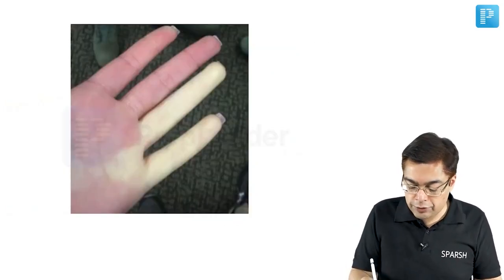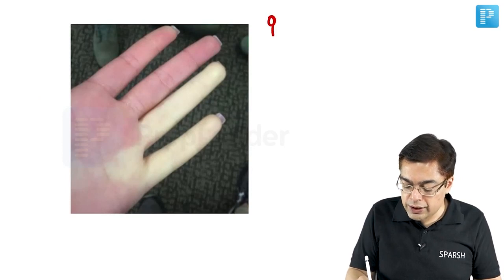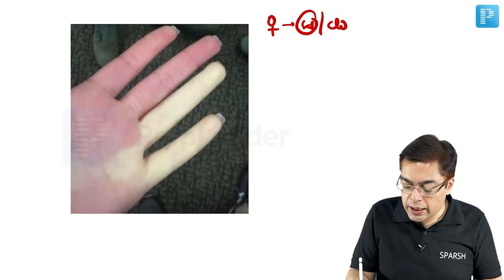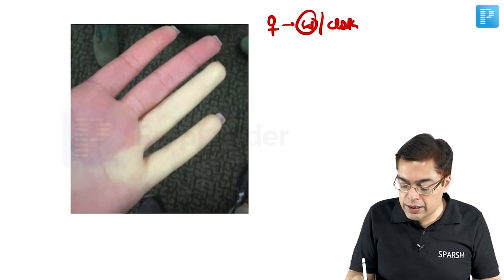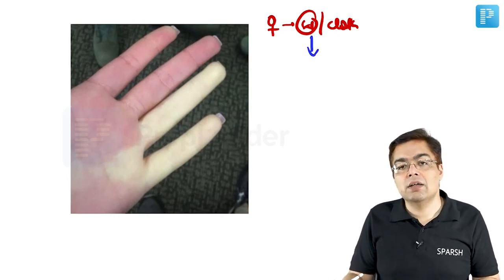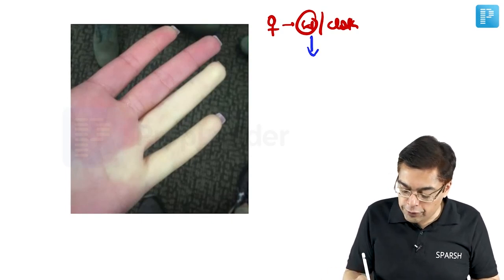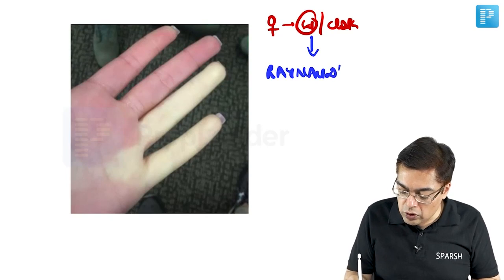Talking about the next important example of an image, which will remind you of a classical history in the context of a female who, in the winter months, is washing her clothes, and then what she finds after some time is that there is a complete discoloration of her fingers. That kind of phenomenon is what I would like you to be familiar with. This is given the name of Raynaud's phenomenon.